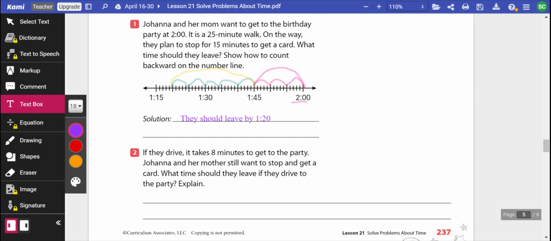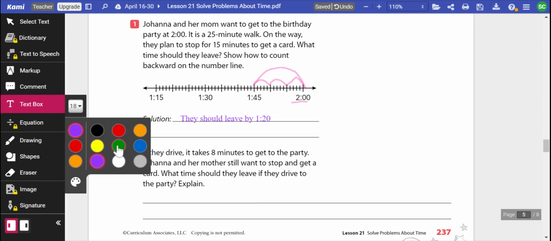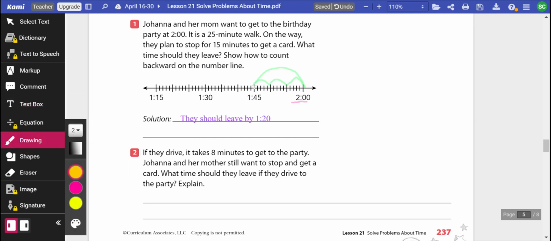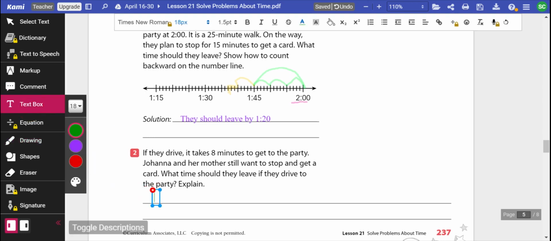So why don't we come back up here to our work, and I'm just going to delete this. And we still have our 15 minutes for the card that got us here. So now let's just take away 8 minutes from that. So, drawing 5, 6, 7, 8. That's not pretty, but 8 would be about right here. So if this is 1:30, 1:35, 1:36, 1:37. So if they want to drive instead, they should leave at 1:37.